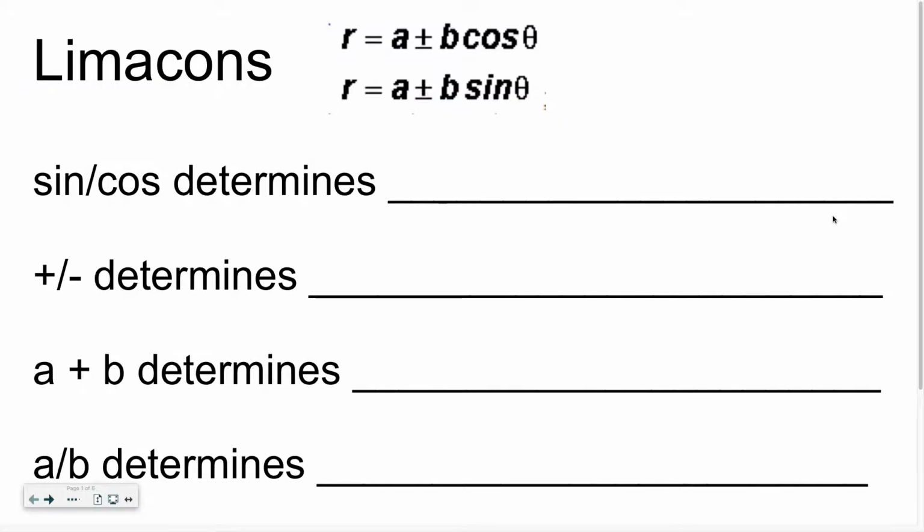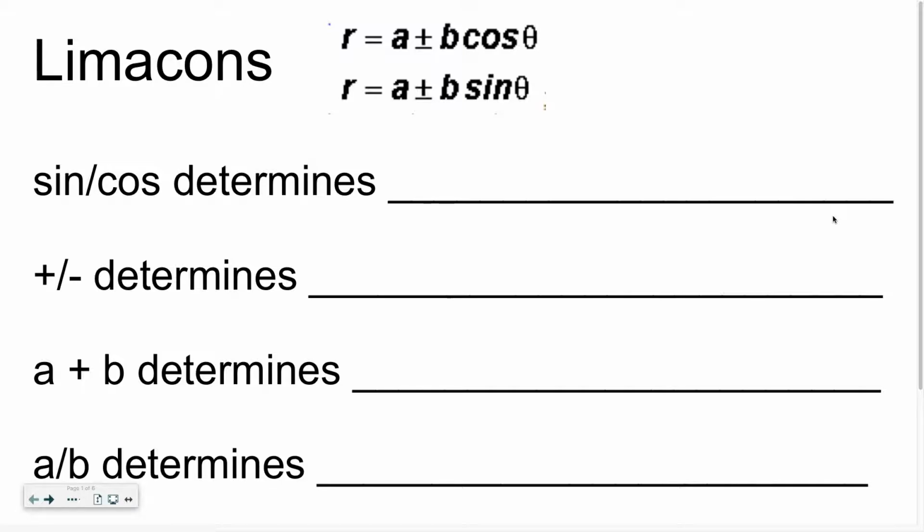Today, we are going to talk about limaçons. It's a French name. If you say limacons, I'm not going to throw a fit about it, but there are some accents. I didn't type the accent. There's a squiggle somewhere.